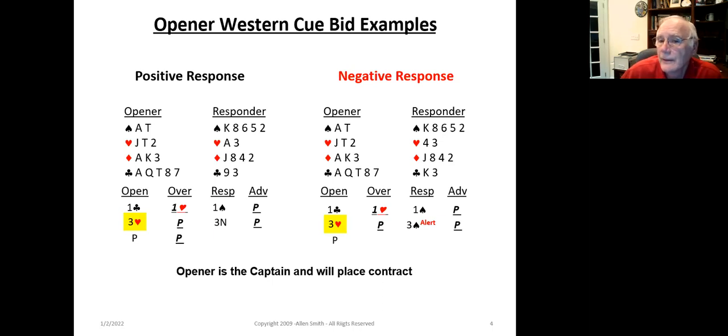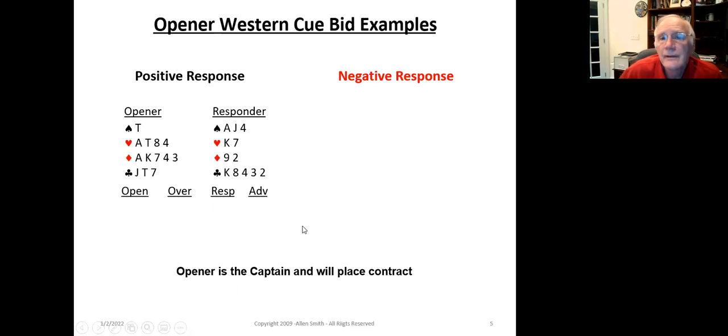In this particular case, because the cue bidder had 2 spades and the ace and good honors in spades, he passes the 3 spades. So by bidding the lowest available suit bid, it gives the cue bidder the option of supporting spades or bidding clubs. Only the captain can determine where the contract is going to be played. Let's look at this example here.